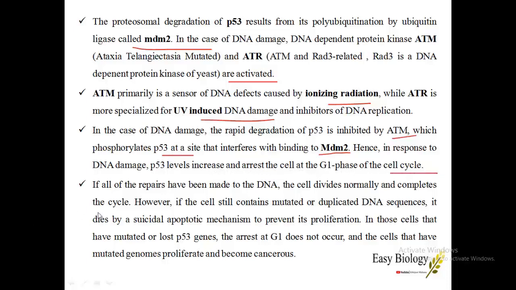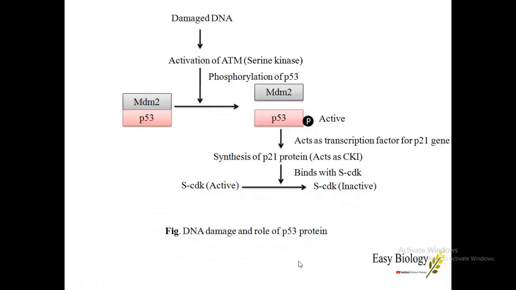If all of the repairs have been made to the DNA, the cell divides normally and completes the cell cycle. However, if the cell still contains mutated or duplicate DNA sequence, it dies by suicidal apoptotic mechanisms to prevent its proliferation. In those cells that have mutated or lost the p53 gene, the arrest at G1 does not occur, and the cells that have a mutated genome proliferate and become cancerous. This is the diagram of how DNA damage stops the S-phase CDK through p53 protein.